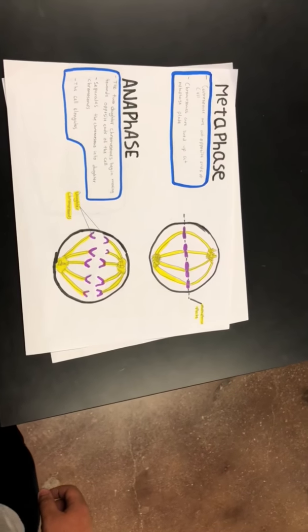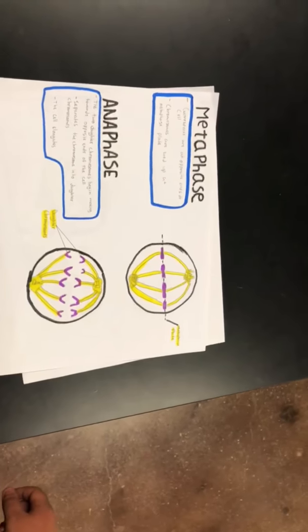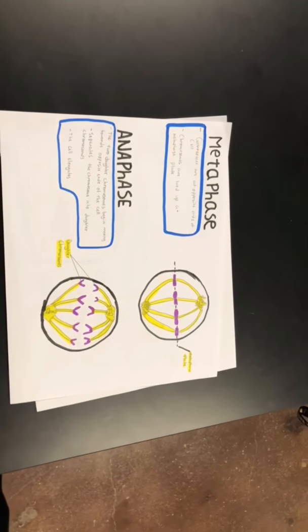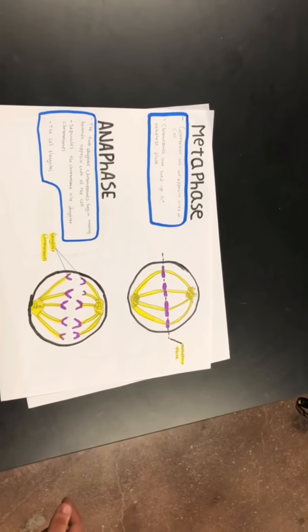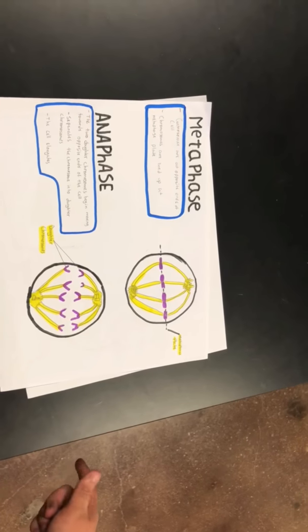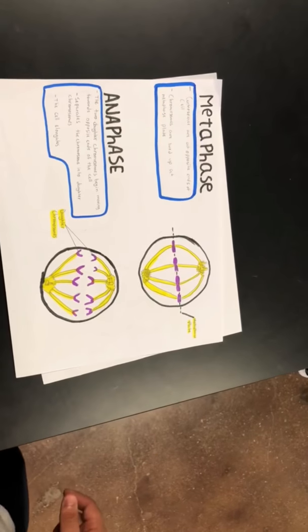In metaphase, we have centrosomes at opposite ends of the cell. Chromosomes are lined up at the metaphase plate. We also have the anaphase, where the two daughter chromosomes begin moving towards opposite ends of the cell, separating the chromosomes into daughter chromosomes, and the cell elongates.